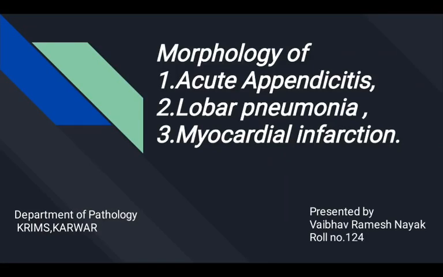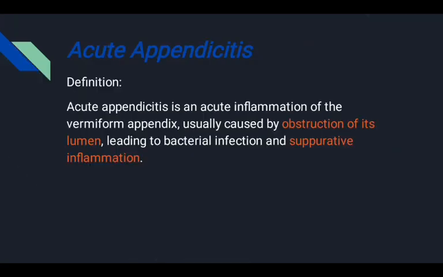I am here going to present the morphology of three important pathological conditions like acute appendicitis, lobar pneumonia, and myocardial infarction. Acute appendicitis. Acute appendicitis is an acute inflammation of the vermiform appendix, usually caused by obstruction of its lumen, leading to bacterial infection and suppurative inflammation.